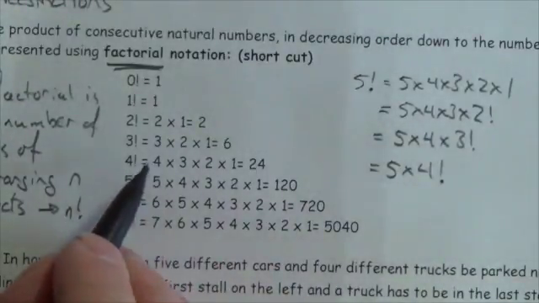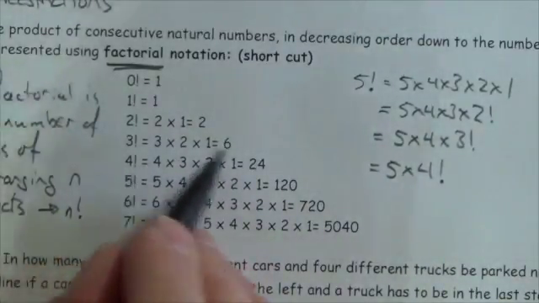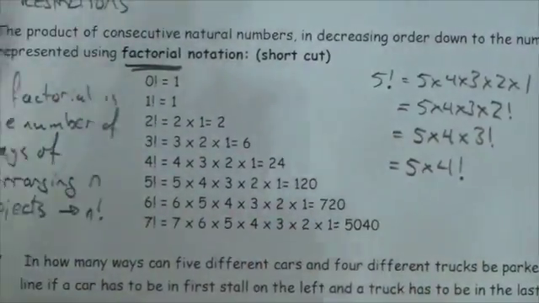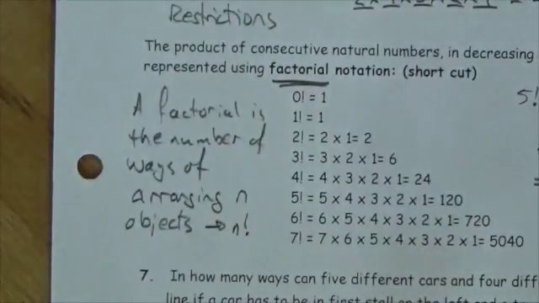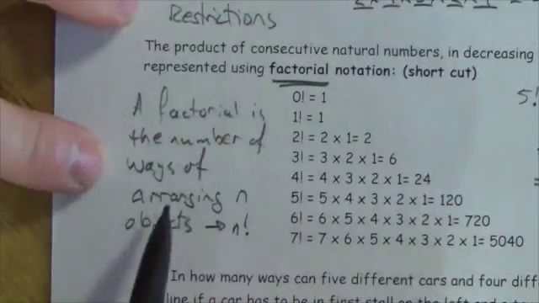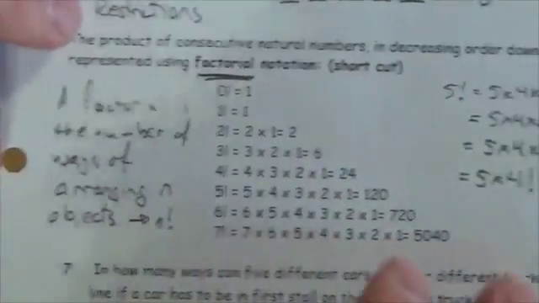So 4 factorial is 4 times 3 times 2 times 1. All of the values from 4 down are factors, hence the name factorial. And if you want a concrete way to think about the significance of it, 4 factorial is the number of ways of arranging 4 objects. Okay, so now let's take a look at some more examples.